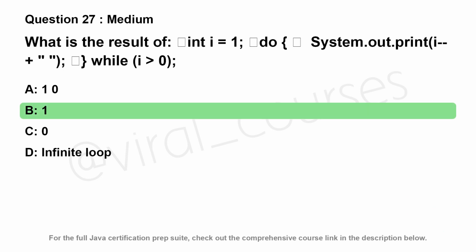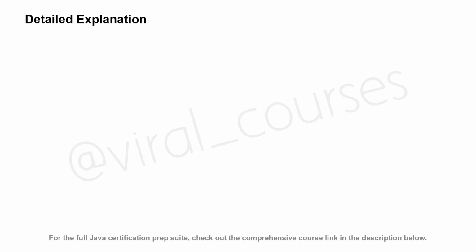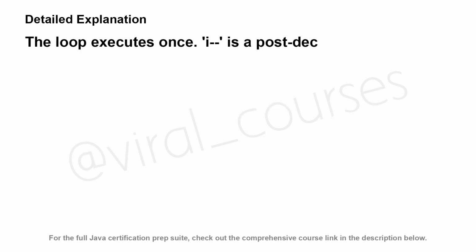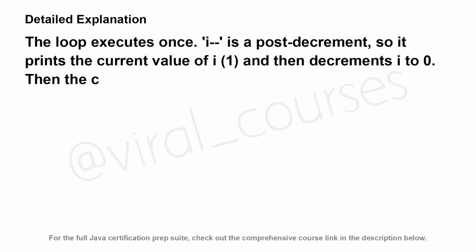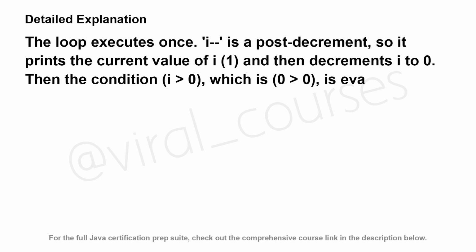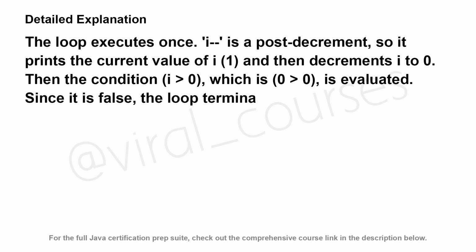The correct answer is B. The loop executes once. i-- is a post-decrement, so it prints the current value of i, 1, and then decrements i to 0. Then the condition, i greater than 0, which is 0 greater than 0, is evaluated. Since it is false, the loop terminates. Output is 1.